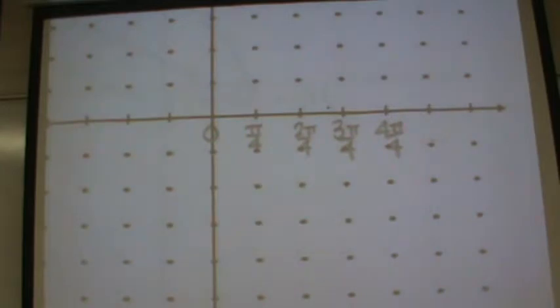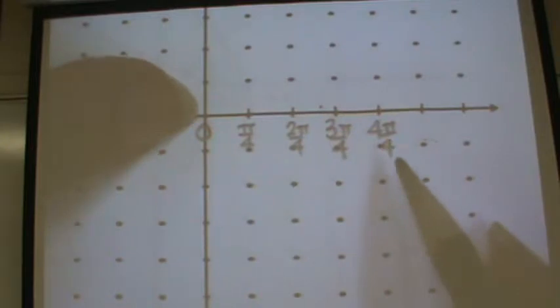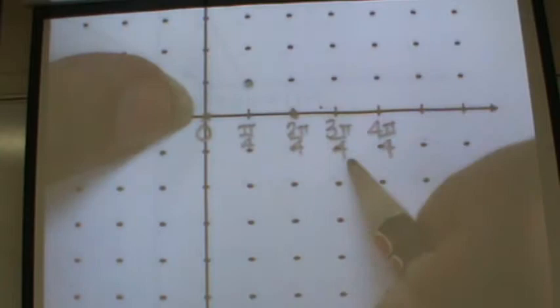So I'm going to name my axis as 0, pi over 4, 2 pi over 4, 3 pi over 4, and 4 pi over 4. What is 4 pi over 4? Pi. It's pi. So we're going to do this entire cycle by the time we reach pi. It looks like this. If you don't know the cycle and what it looks like for sine, from what we did on Friday, you're going to have a hard time with this. So it looks like this.